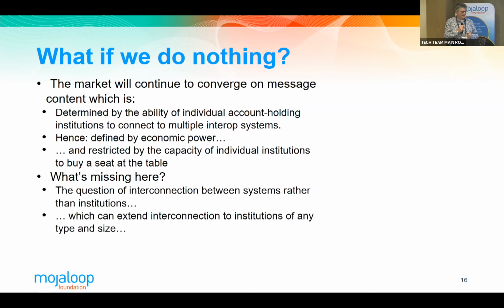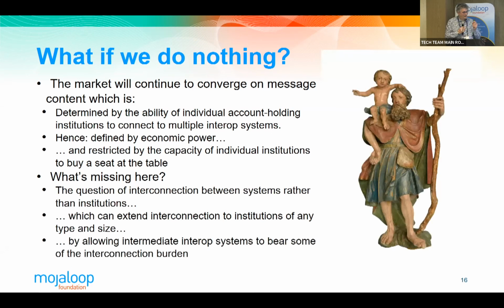It's a secret. The question of interconnecting between systems rather than interconnecting between institutions. And that can extend interconnection to institutions of any type and size, by allowing intermediate interoperation systems to bear some of the interconnection burden. Here we see an interop system in the form of St. Christopher, bearing the Christ child, one of the VSLAs, and doing the work on behalf of the VSLA. That means it can join and doesn't have to pay itself.